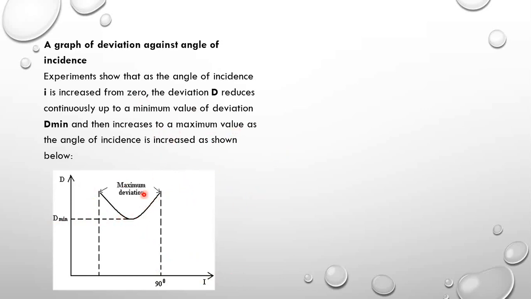So if you want to determine the angle of minimum deviation, we can just do an experiment and then plot a graph of D against I, and then we shall get the minimum point here, which will be the minimum deviation. We shall look at this later on. Let's look at some examples.